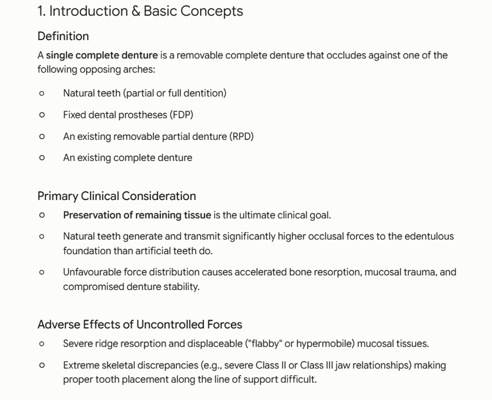1. Introduction and basic concepts. Definition. A single complete denture is a removable complete denture that occludes against one of the following opposing arches: natural teeth, partial or full dentition, fixed dental prostheses (FDP), an existing removable partial denture (RPD), an existing complete denture.